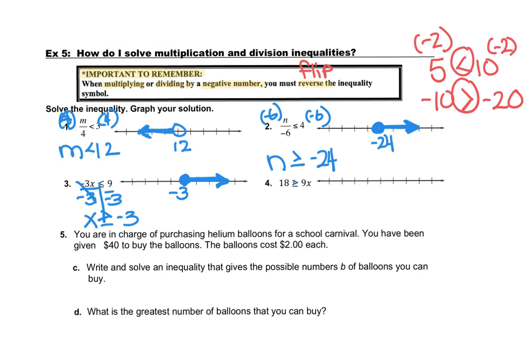Now, number 4, the 9 is multiplying, so again, we'll divide, and we're not flipping it because it is a positive. However, notice that the variable is coming second after the inequality sign. You would read this as x is less than or equal to 2. I'm going to rewrite this before I graph it, and because the little side is facing the variable, I'm going to flip my inequality sign around, and x is less than or equal to 2.